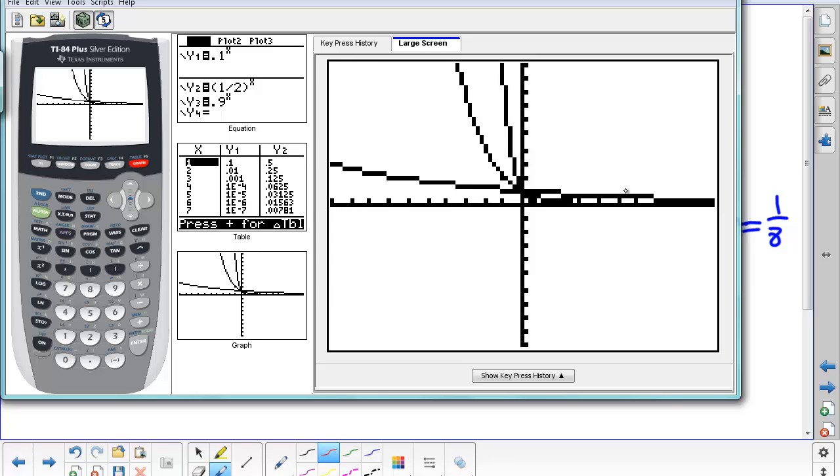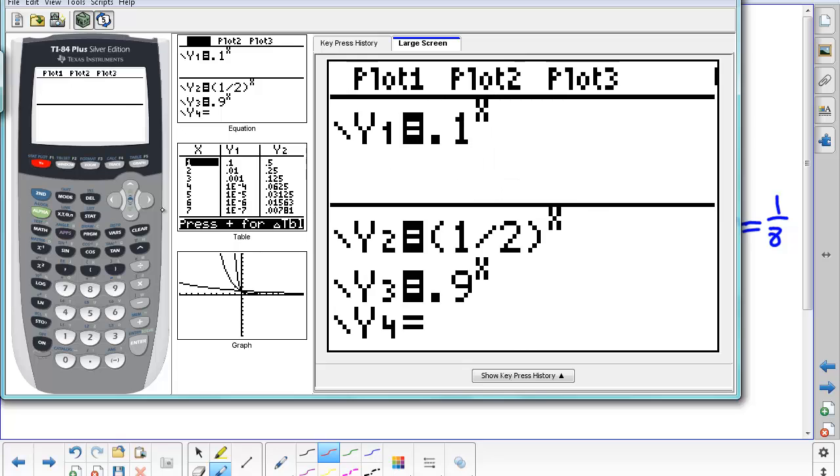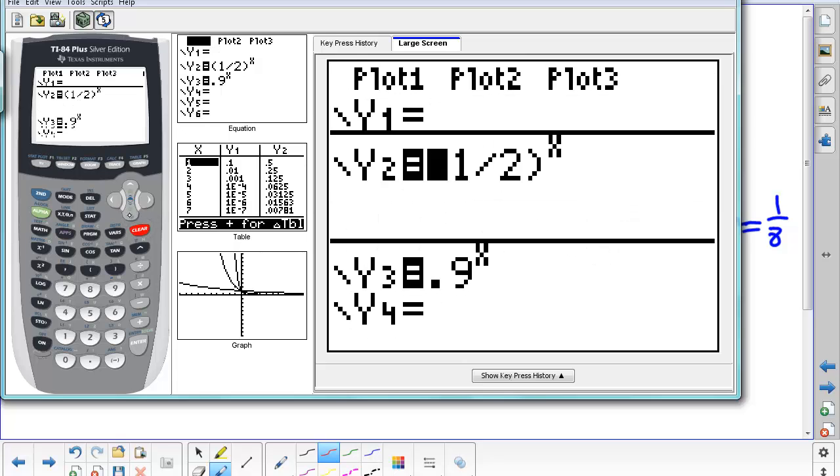And so as you change that base, it really does change the steepness of your graph. The closer to 0 you get, the steeper that graph is. And then the closer to 1 you get, the flatter that graph is. I guess really the better way to say it is the further from 1 you get, the steeper your graph gets.